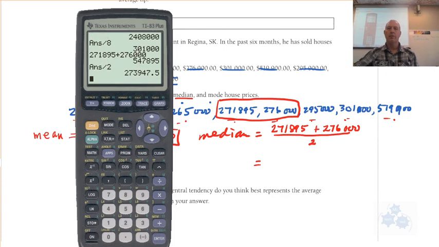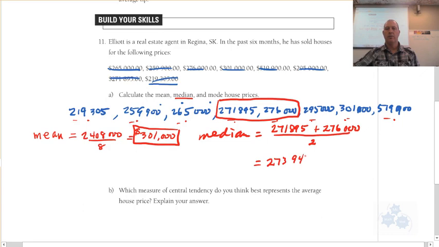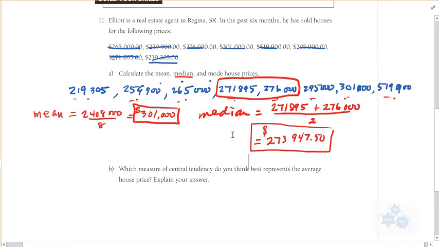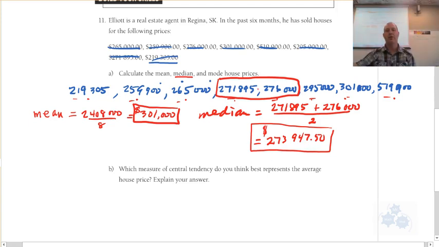Now notice I do one operation at a time. I did the top, hit equals, and then divided by 2, so you don't get messed up with order of operations on your calculator. So I get 273,947.50. Anyone else get that number? 271,895 plus 276,000 divided by 2. Is that right? Okay, we'll just double check that. So this should be the number here, the median. The mean of the middle two numbers gives you the median.